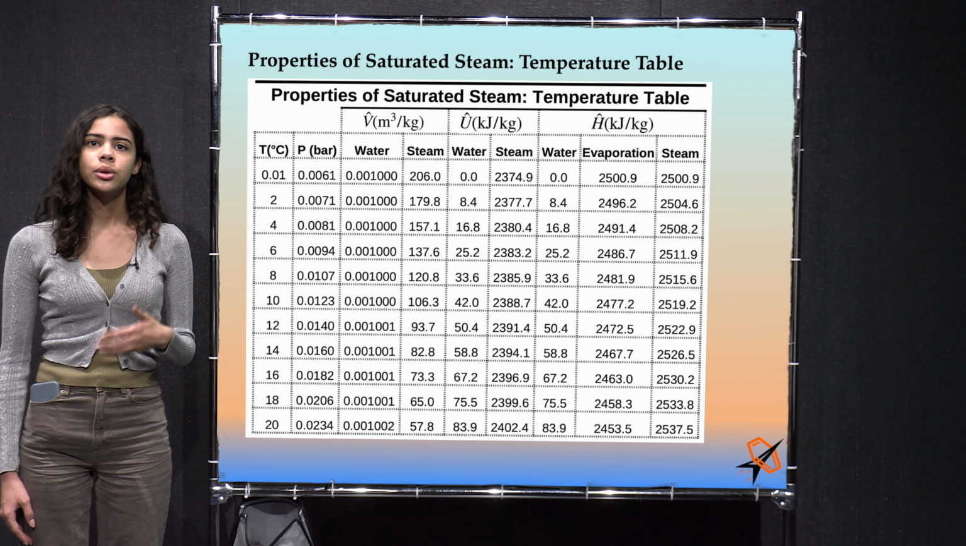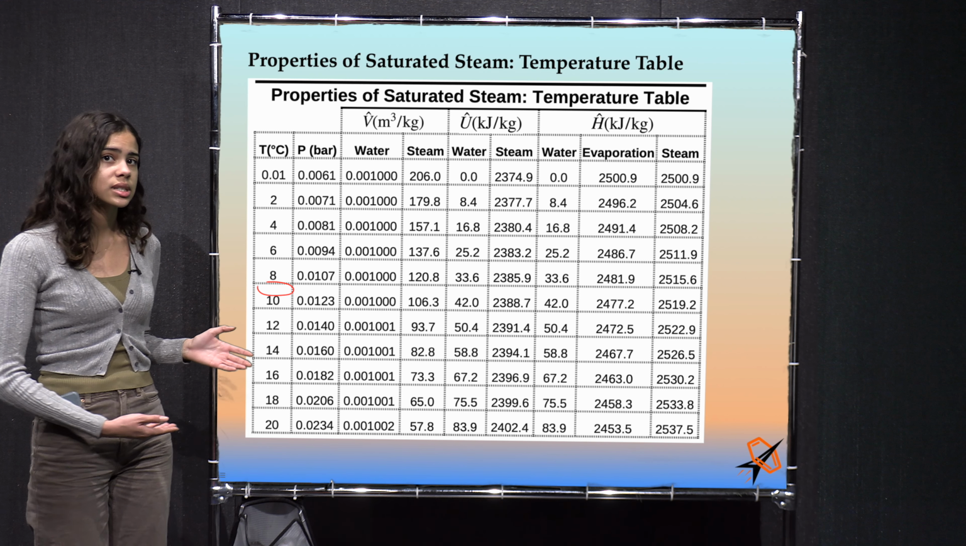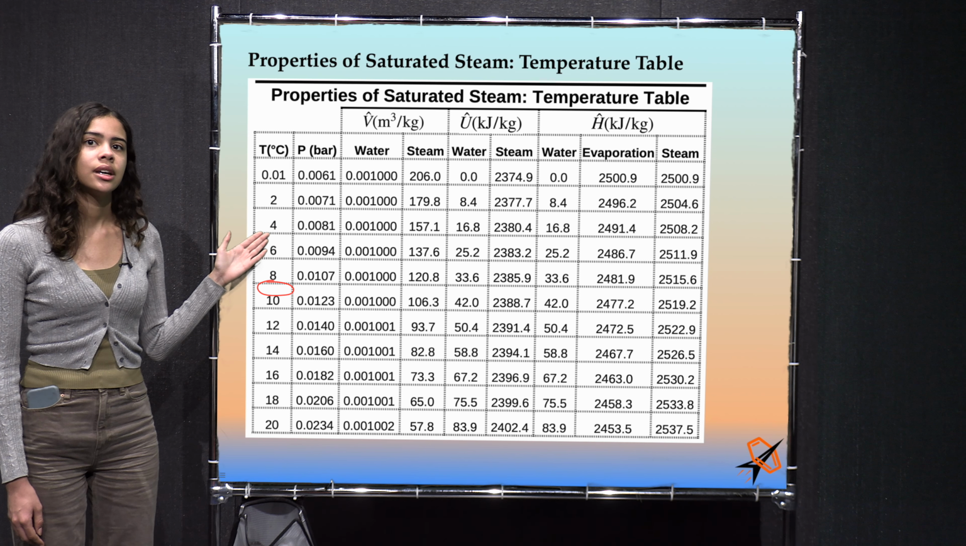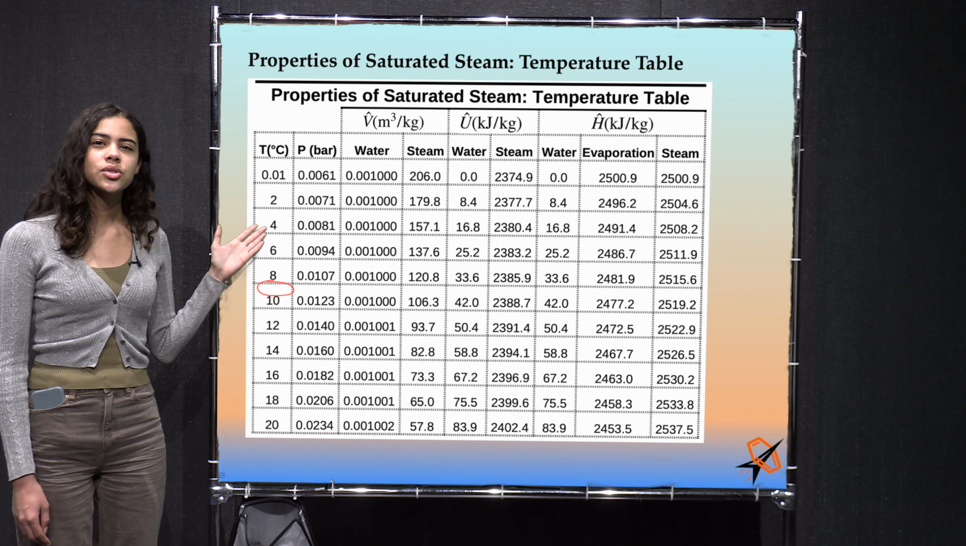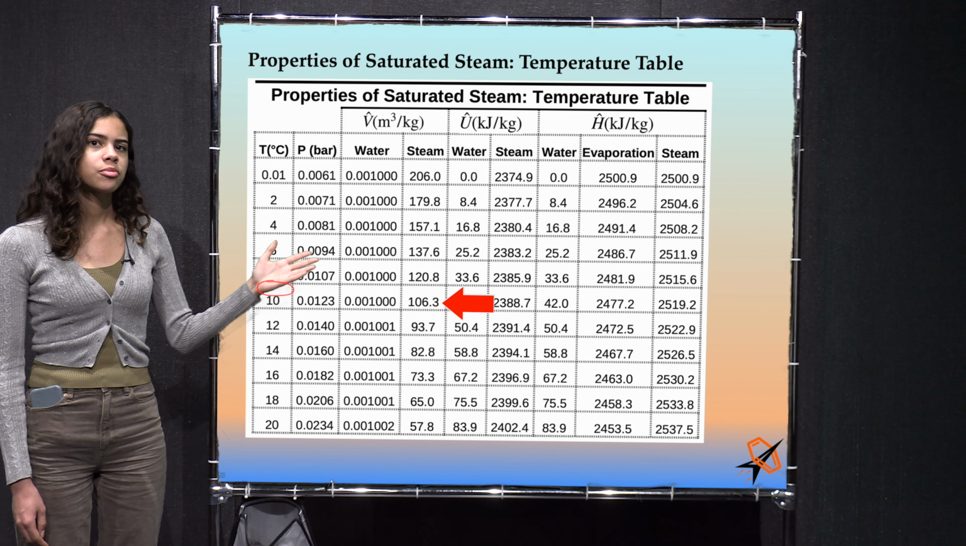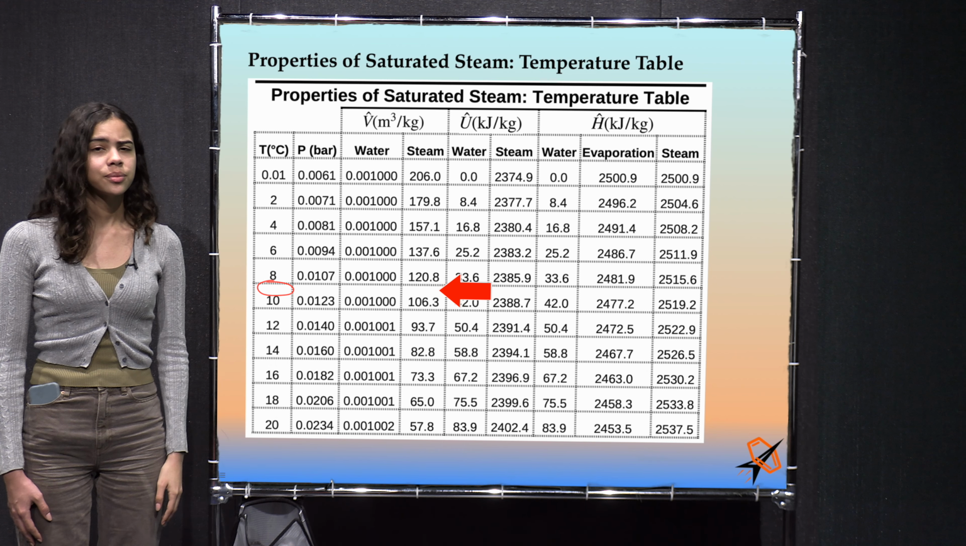What would you do if you were looking up a value in the table and needed the specific volume of steam at 9 degrees Celsius? Well, it lies between 8 degrees Celsius and 10 degrees Celsius, where you see the oval here. We could sort of guess that it's someplace between 120.8 and 106.3, so it's probably about 110. Is there a more formal way to go about finding the value?